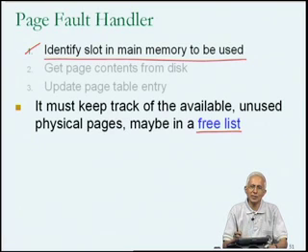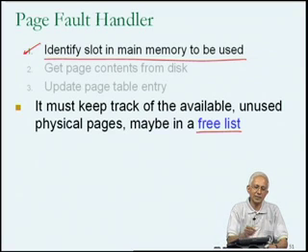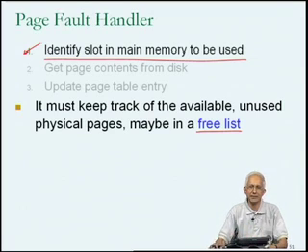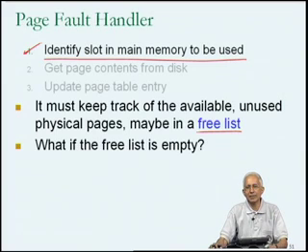Therefore, if the list contains information about free physical pages, then step 1 of the page fault handler is quite easy. Just take the entry from the front of the free list and use that particular page as the slot in main memory where the virtual page can be read from disk. But what if the free list is empty? As in the example that we had in our diagram, all of the 4 physical pages in main memory are currently being used, and therefore the free list of unused pages in physical memory would be empty. What if the free list is empty?